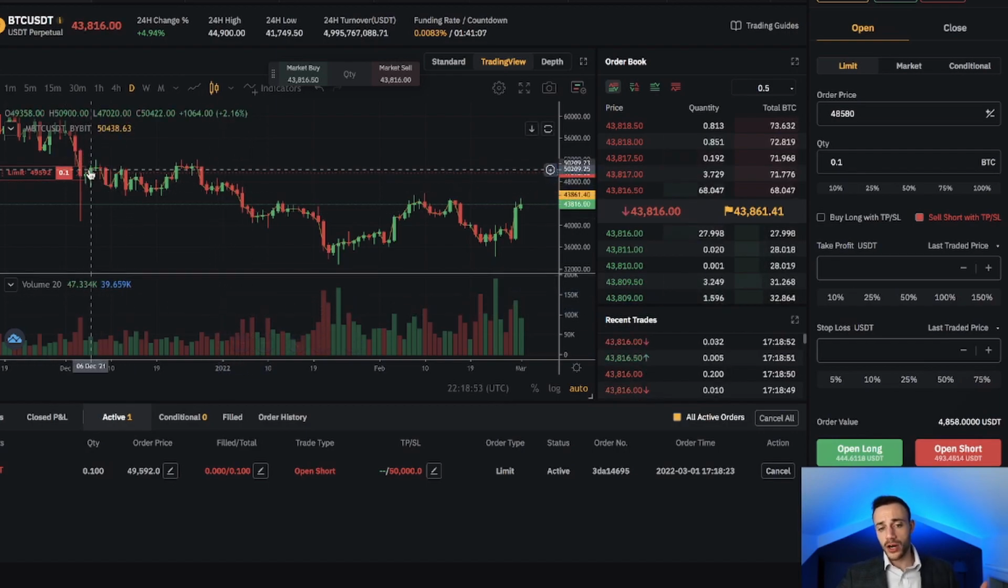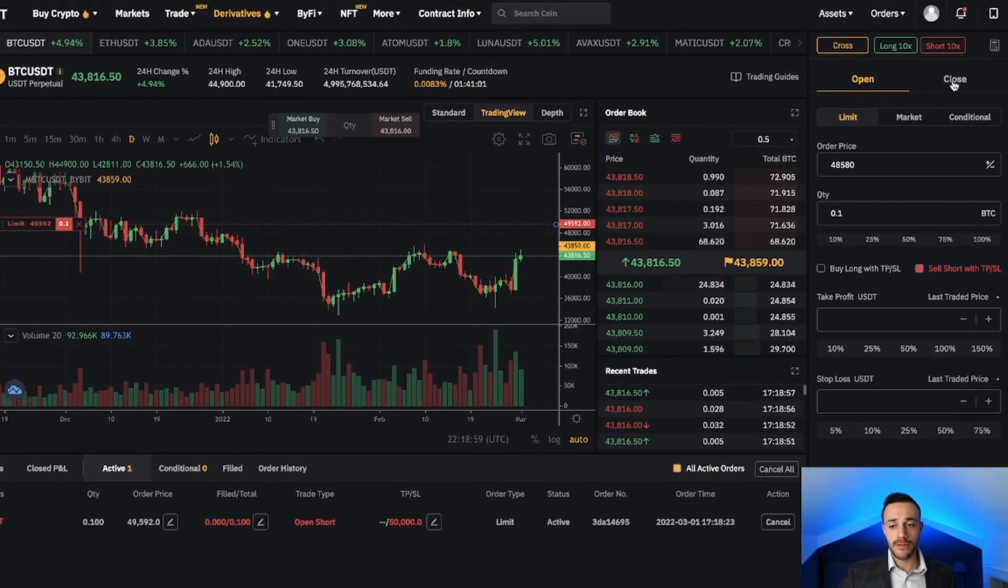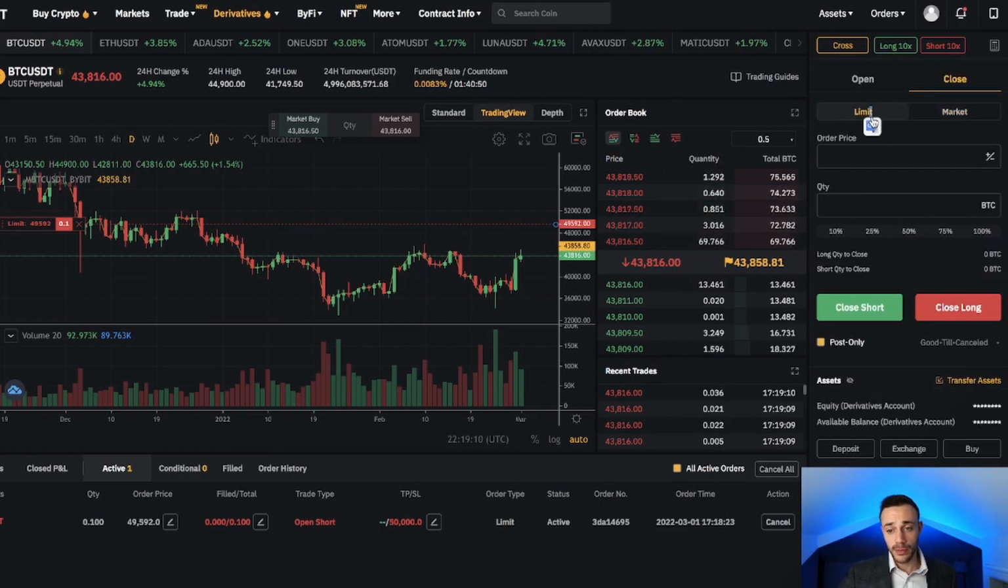So we went over a market order, we went over a limit order, both long and short. By the way, I didn't add any take profits. If I wanted to add a take profit, all I would do again is come up here to the top right where it says close, because we want to close the position, take profit, and I would use a limit order again. And let's say I wanted to take profit here at $40,000. Let's say I think it's going to go back down to 40K from 48,580. So I put order price, quantity 0.1 again, right? Because that's going to be the order size, and I would hit close short.